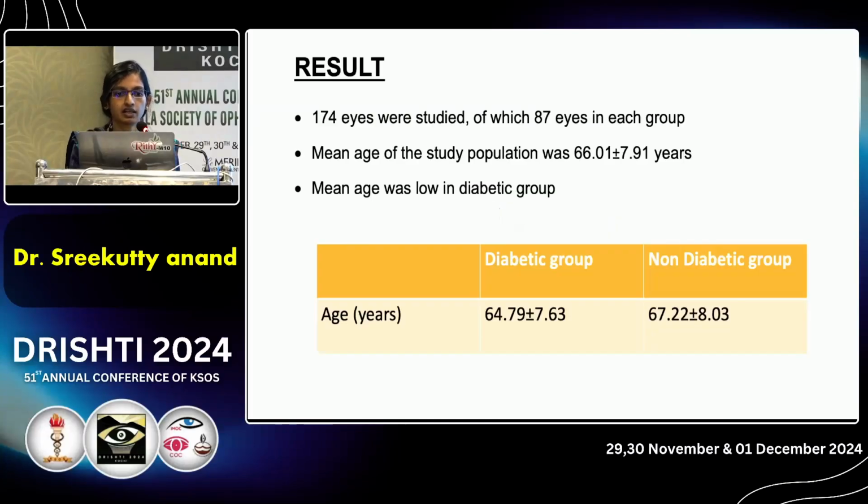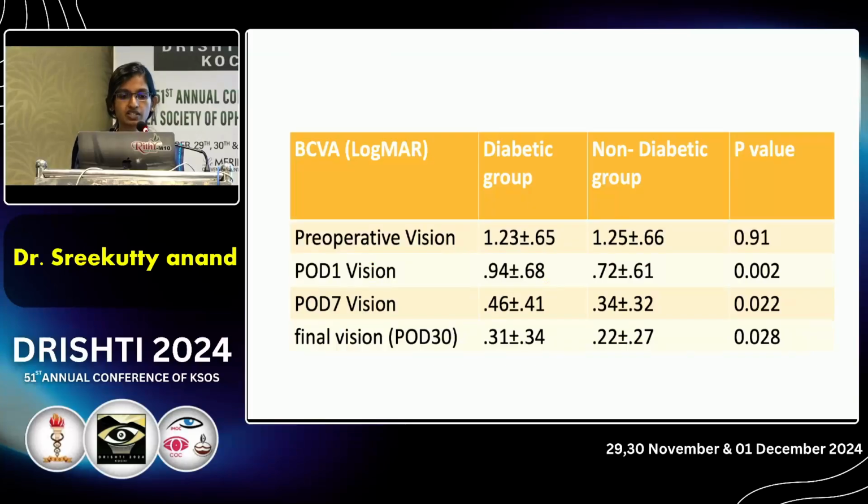And the results: 174 eyes were studied, of which 87 eyes in each group, and the mean age of the study population was 66 plus or minus 7 years, slightly lower in the diabetic group. Best corrected visual acuity in logMAR in the preoperative period showed no statistically significant difference, with a p-value of more than 0.05. After the surgery, on postoperative day 1, 7 and 1 month, it showed a statistically significant difference in these groups, with poorer visual outcome in the diabetic group.